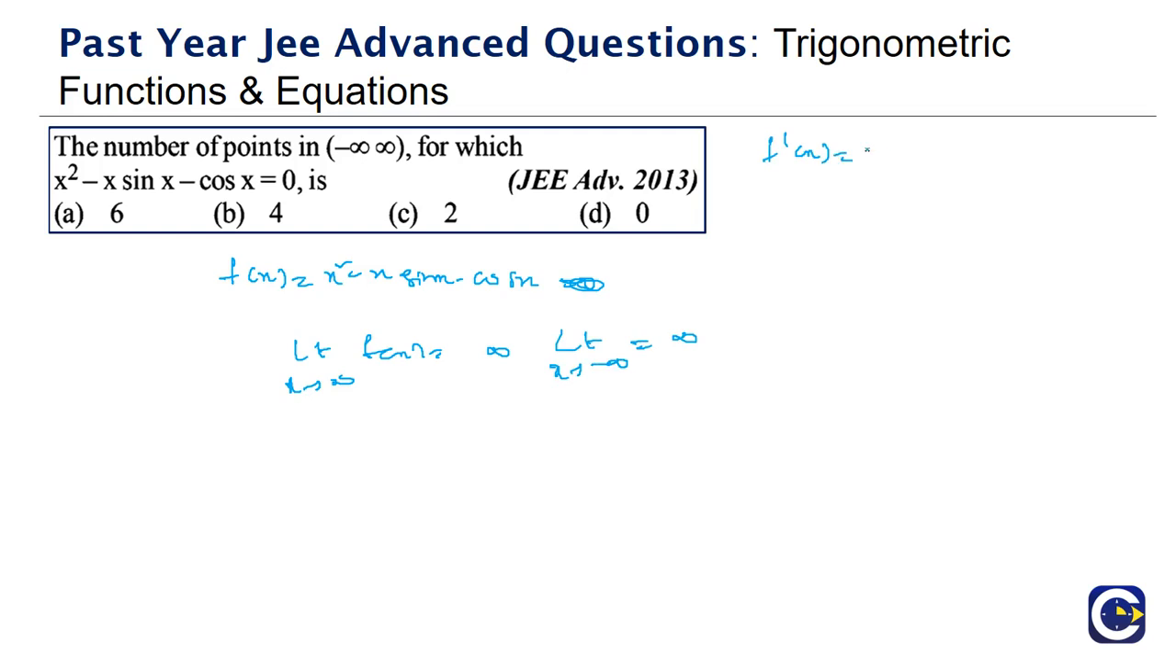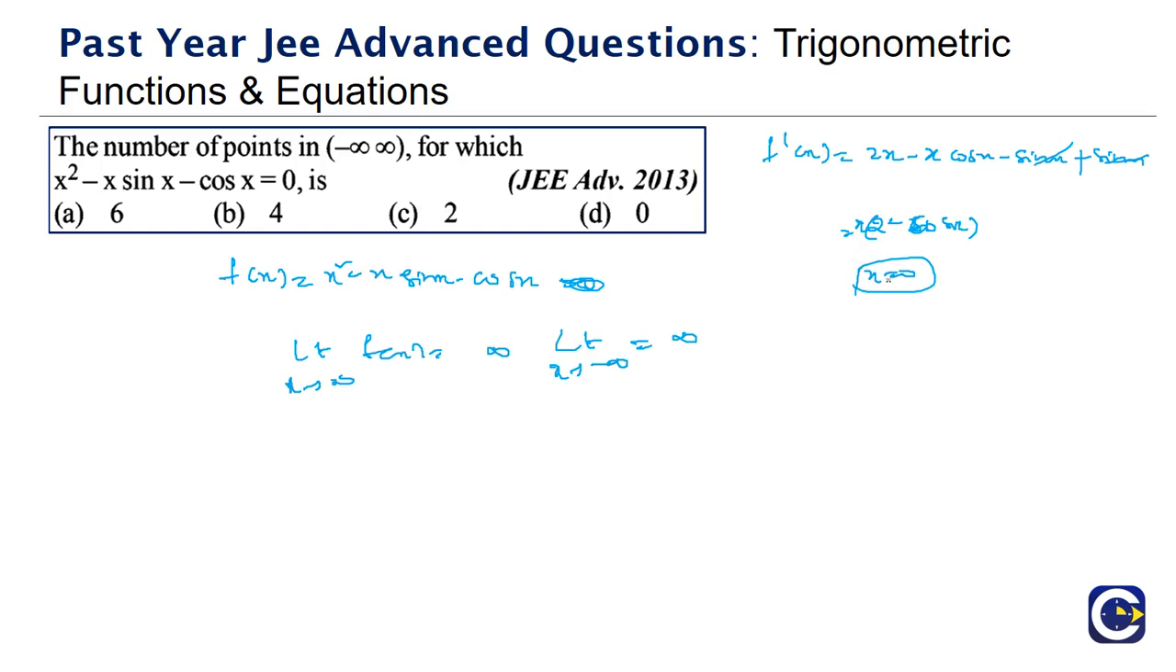F dash of x is nothing but 2x minus x cos x minus sin x minus cos x differentiation is sin x, so plus sin x minus sin x, so sin x minus sin x is cancelled. So f dash of x is nothing but, if you take x common, x into 2 minus cos x. The cos x value cannot be equal to 2, so the x value must be equal to 0.